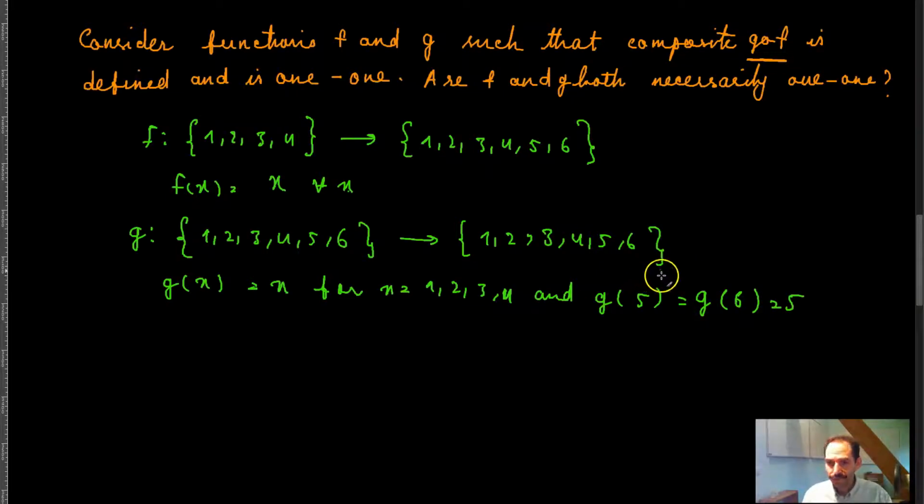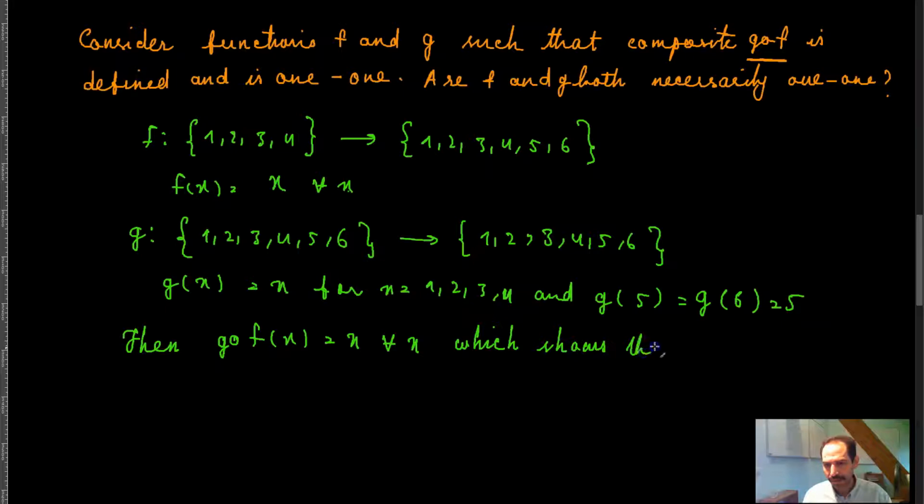Now under f and g, we can say that g∘f(x) is equal to x for all x, which shows that g∘f is 1-1, but g is clearly not 1-1.